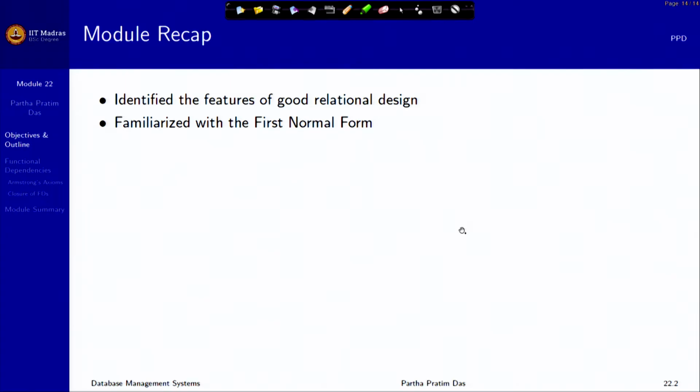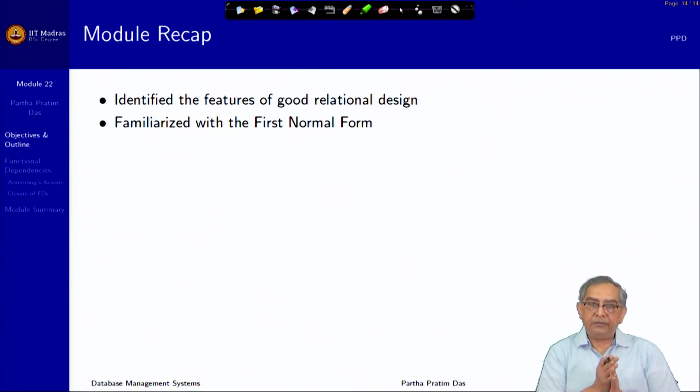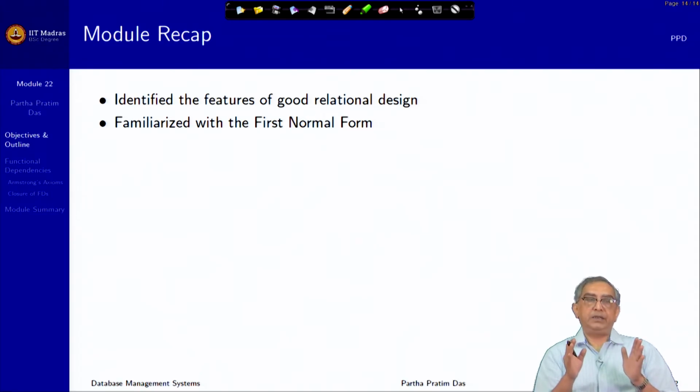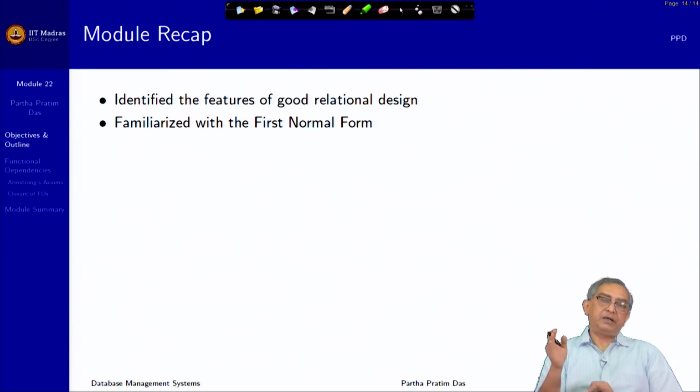In the last module, we identified the features of good relational design, because we have got started into actually formally doing the relational design of the relational schemas, and we talked about the various factors like anomaly, redundancy, decomposition and normalization, to understand that we need to normalize the schemas to effectively reduce the redundancy and the anomaly that can happen.